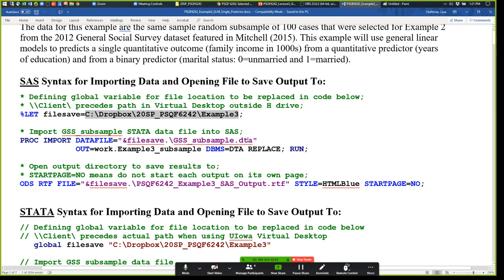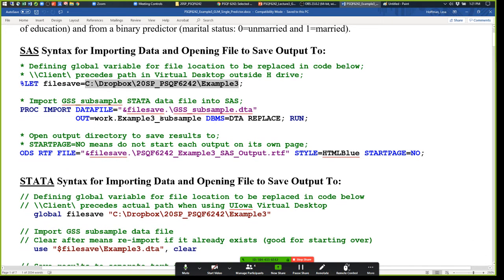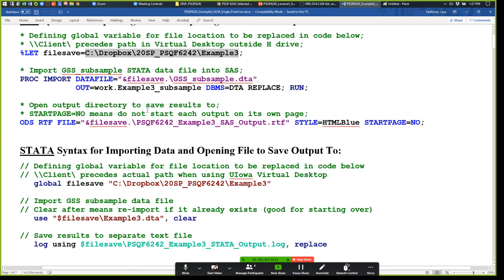Next, because SAS will import Stata data sets, but Stata will not import SAS data sets, at least in the older versions that I have across my computers, I went ahead and converted it to Stata to use, or took the Stata data set and just imported it into SAS, I should say. So I have example 3 is what this is going to be called.